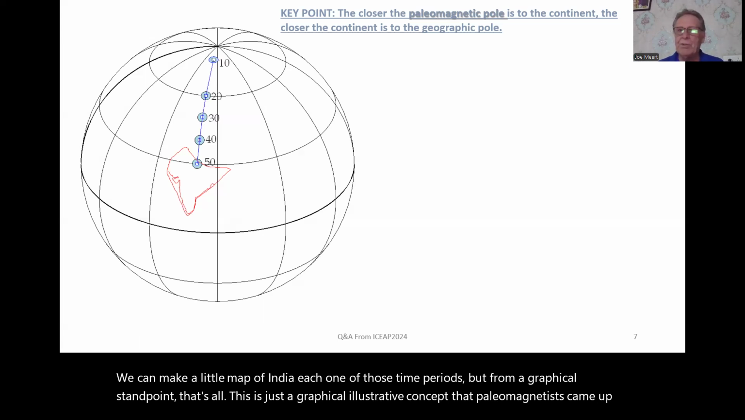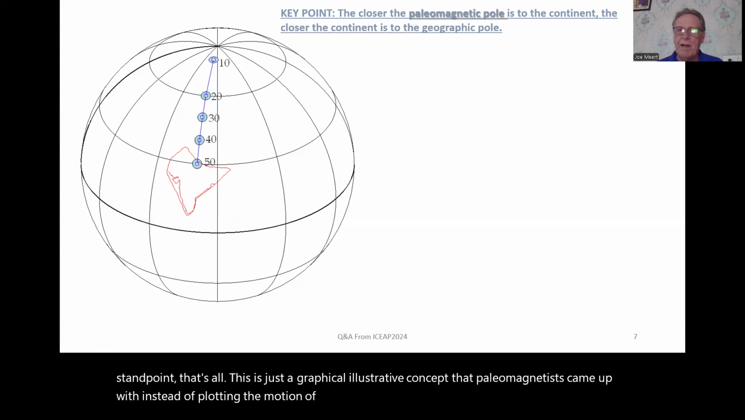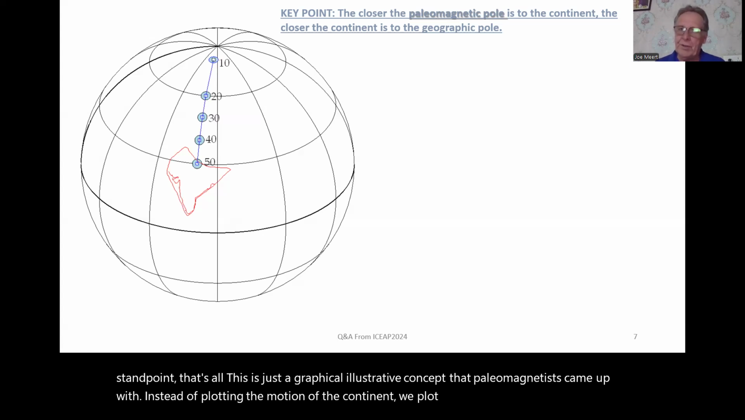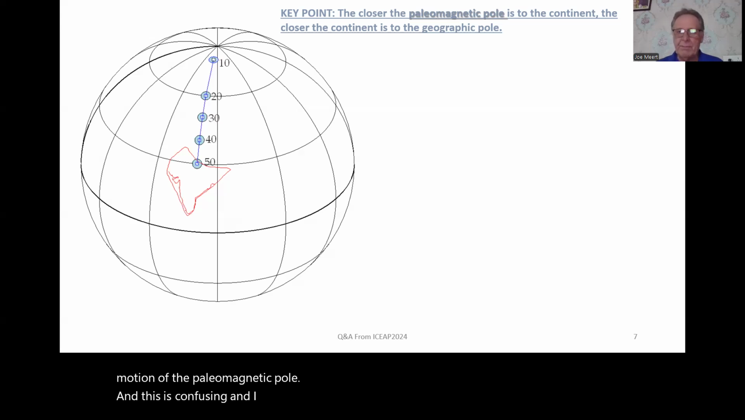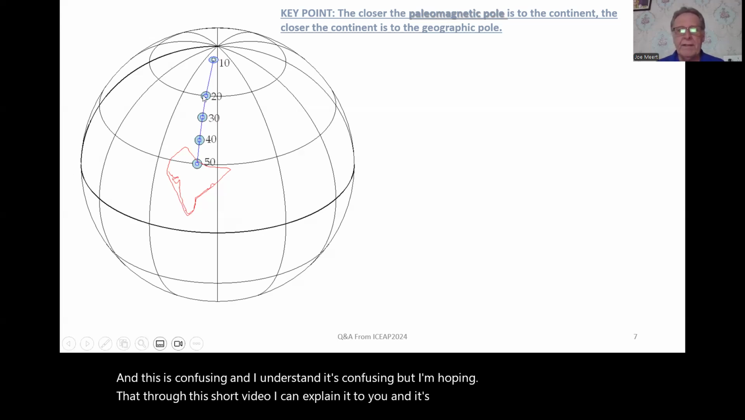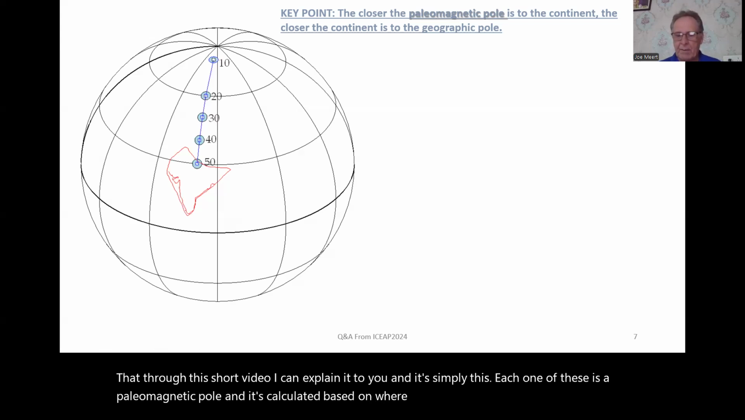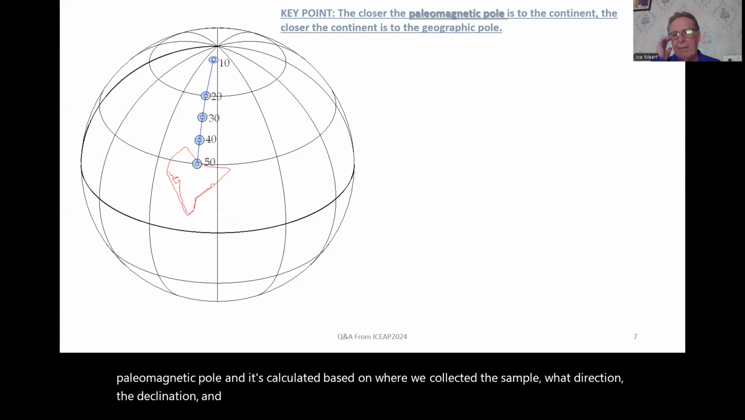Instead of plotting the motion of the continent, we plot the artificial or the apparent motion of the paleomagnetic pole. And this is confusing, and I understand it's confusing, but I'm hoping that through this short video, I can explain it to you. And it's simply this. Each one of these is a paleomagnetic pole, and it's calculated based on where we collected the sample, what direction the declination and inclination point. And we can use that paleomagnetic pole to reconstruct the entire continent.